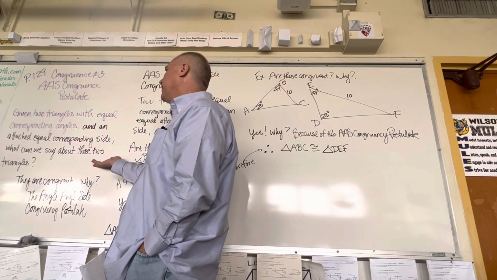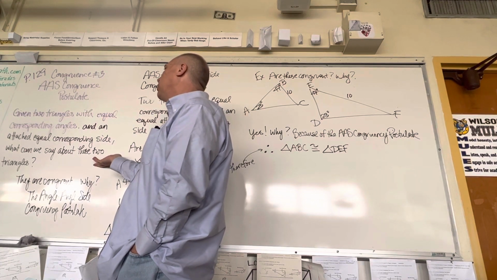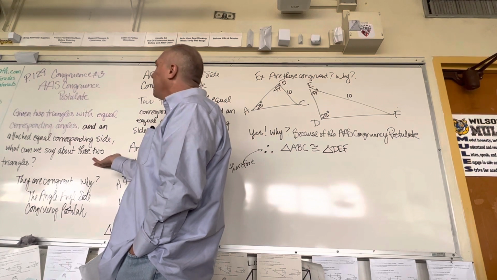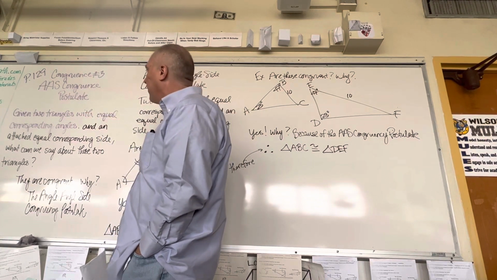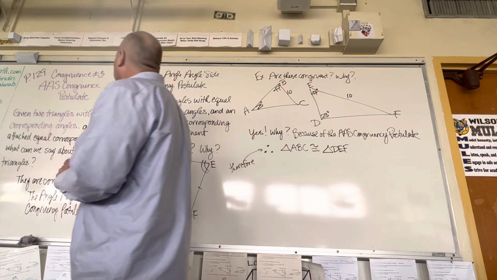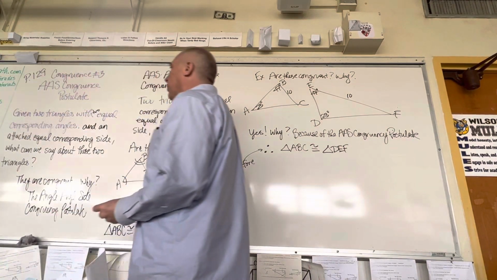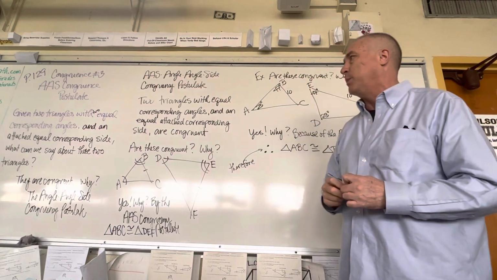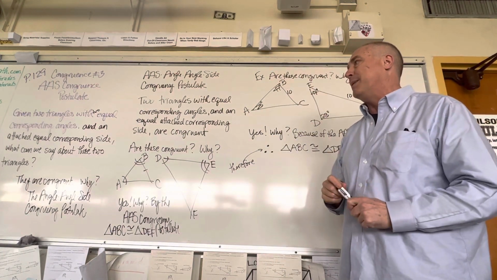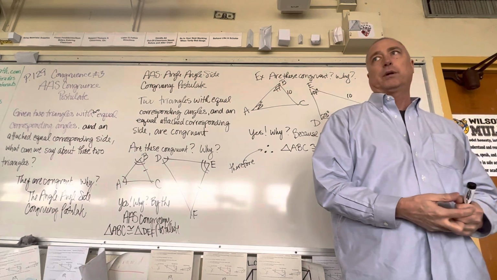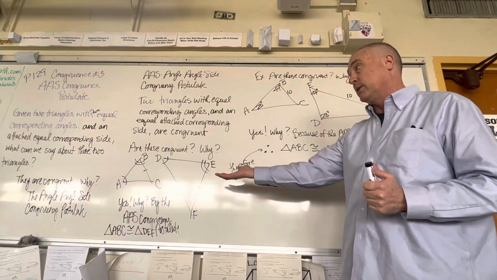so here's the setup for this one. Given 2 triangles, and I would like to say 2 in here, sorry if I forgot to write that, with 2 equal corresponding angles and an attached equal corresponding side, what can we say about the 2 triangles? And what are we going to say? This is our 3rd lesson, so we're going to bounce forward a little bit. We're going to say they're congruent.